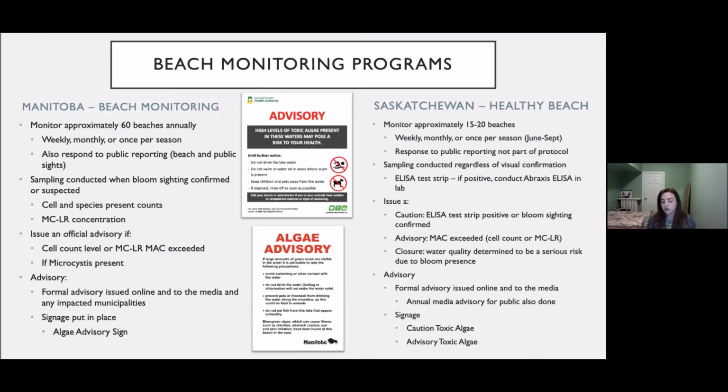And they issue a closure if they determine the water quality to be a serious risk due to the presence of a bloom. So exceedance of the 20 micrograms per liter is not cause for a closure. They issue the advisories online and to the media, and they actually do an annual media advisory to the public as well, usually in July. And they have signage for both the caution and the advisory specific to toxic algae. And you can see there is up above for the algae advisory.